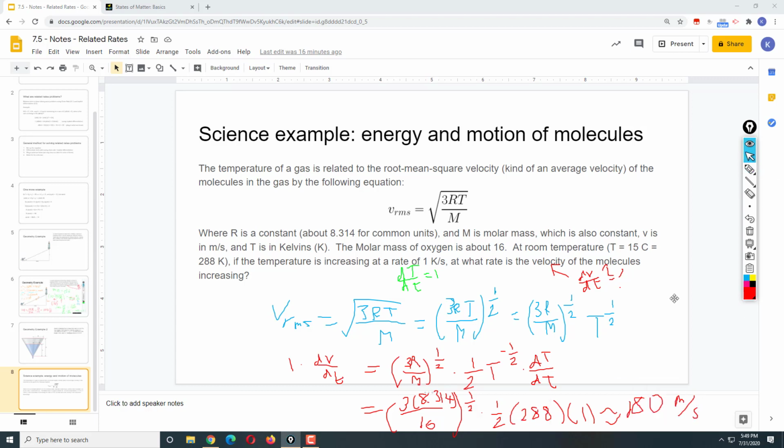So what does that mean? That means that when the temperature is going up at a rate of 1 degree per second, on average, the molecules are going faster by 180 meters per second. That's a lot.